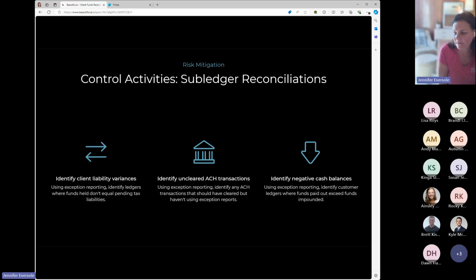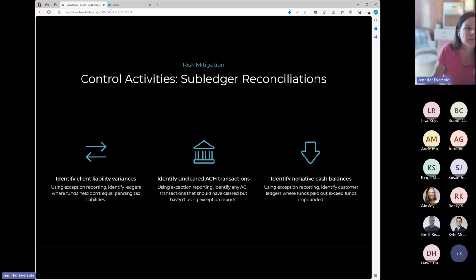For UKG Master Tax, it's the liability analysis. For any Millennium users, we usually use a SQL to give us that outstanding information. But that's what we're comparing your ledgers to, to make sure that you're holding the right amount of money.